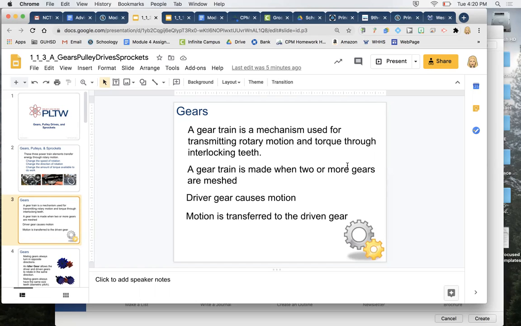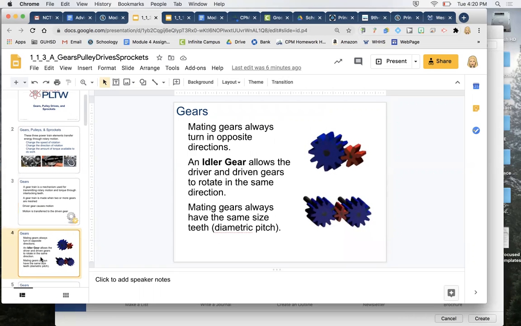A gear train is made when two or more gears are meshed together. We're going to be calling one of them the driver. That's the one that we actually put the motion on, so we're putting the force on that one. If I was putting force on this one, it would spin this larger one. That's the driven gear. Looking at the next slide, we have that motion going so that you can see. In this one, you'll notice that the bigger gear is spinning slower than the smaller gear. That will always happen. The other thing you should notice is that these mating gears are spinning in opposite directions. That can pose a challenge.